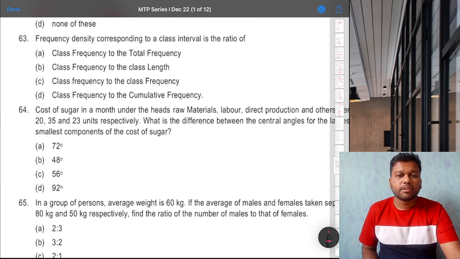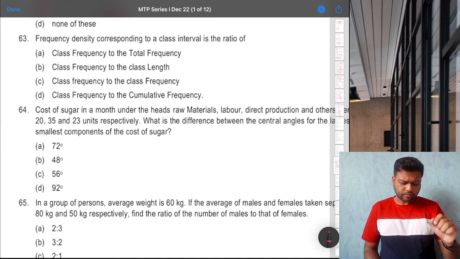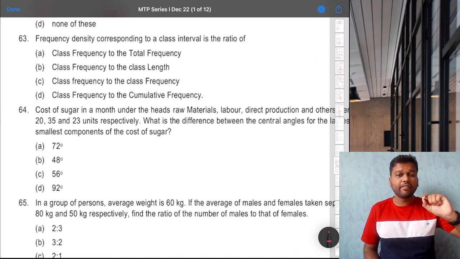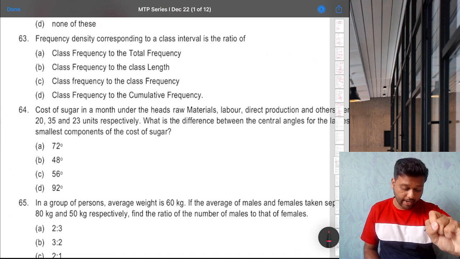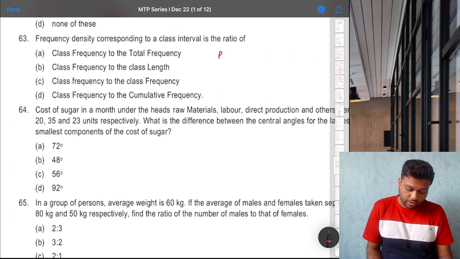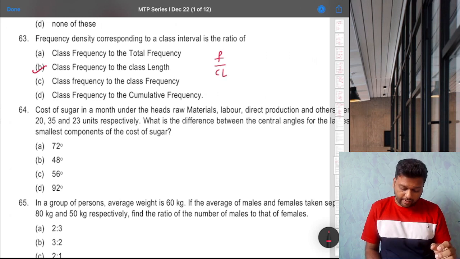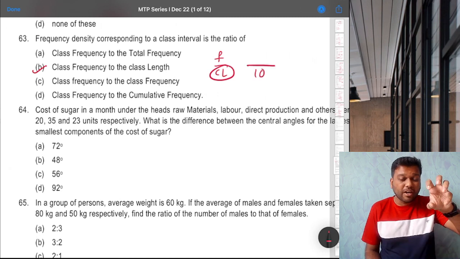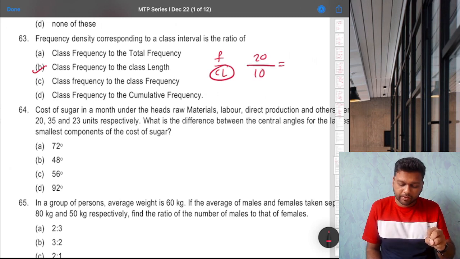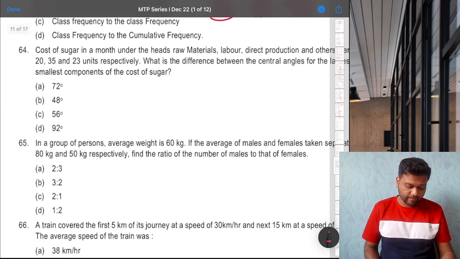Frequency density corresponding to class interval is the ratio of, understand, frequency density is what? How crowded is the class, how crowded. So frequency divided by class length. So option B is the correct answer. In that class length of, let's say 10, how crowded is it? So let's say there are 20 observations, so 2 will be the frequency density.